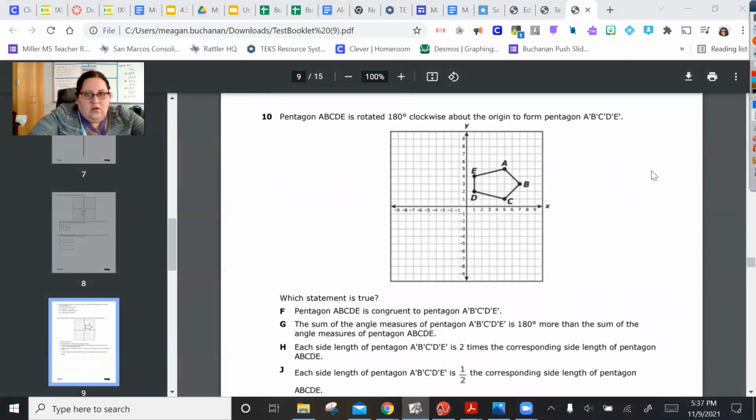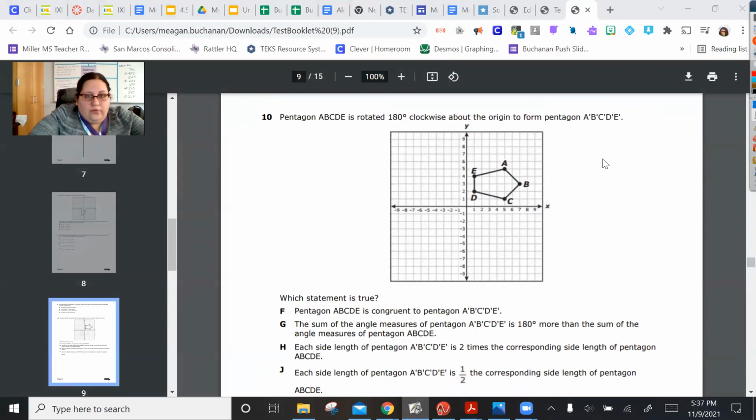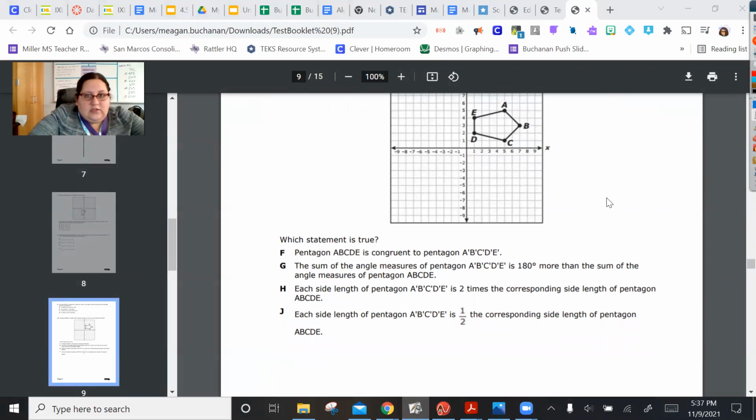Okay, pentagon ABCDE is rotated 180 degrees clockwise about the origin to form pentagon ABCDE. Which statement is true? Pentagon ABCDE is congruent to the new pentagon. The sum of the angles in the pentagon is 180 degrees more than the sum of the other one. Each side length of the pentagon is 2 times the corresponding side length. Each side length of the pentagon is 1/2 the corresponding length.